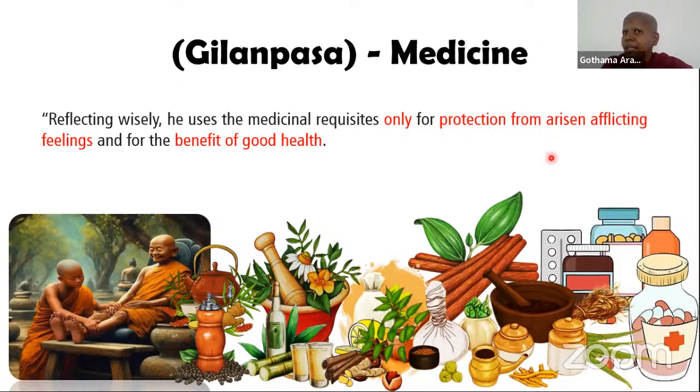But sometimes people use medicine to make us beautiful. Some people get injections to make them look fair. Do you know that? And some medicine they eat, unnecessary medicine they take, vitamins and all these beauty tablets and everything.